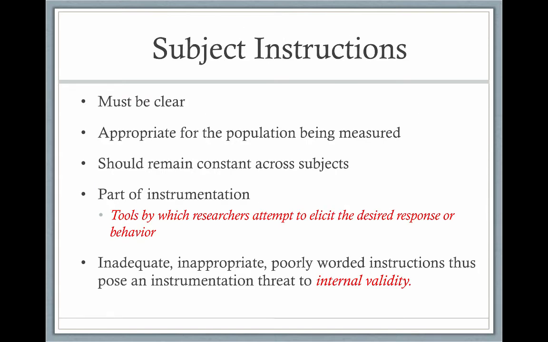Subject instructions must be clear and appropriate for the population being measured. For example, children versus adults. They should remain constant across subjects. Subject instructions are actually part of the instrumentation, the tools by which the researcher attempts to elicit the desired response or behavior. Inadequate, inappropriate, poorly worded instructions thus pose a threat to internal validity.